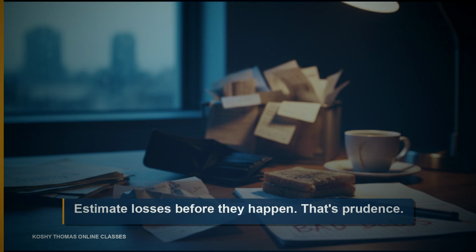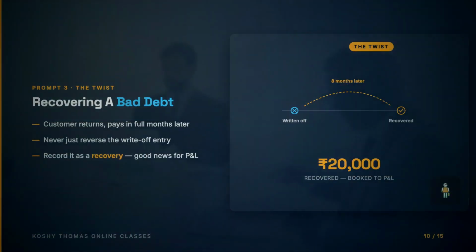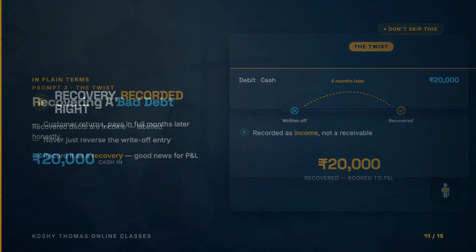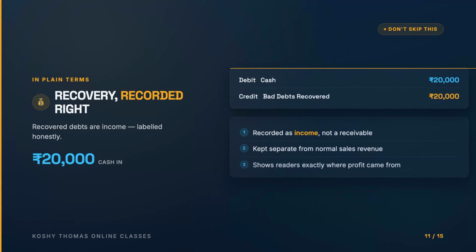That's prudence in action. Here's a twist nobody tells you: what if the customer comes back and pays, after you already wrote it off? It happens more than you'd think. Say that same 20,000 rupee customer shows up 8 months later with the full payment. Do not just reverse the old entry and forget it. You record it as a recovery, and it's genuinely good news for your P&L. Debit cash, 20,000. Credit bad debts recovered, 20,000, an income line, not a receivable. Keep it separate from regular sales.